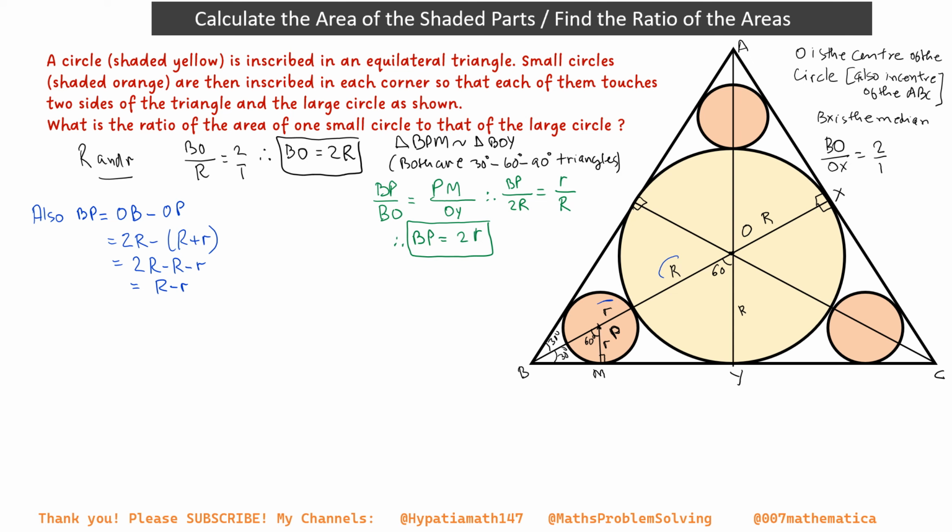Now we can equate, so in BP we can equate these, so therefore we can write twice small r is capital R minus small r, or 3r is capital R, therefore r is R over 3. So once we know that, we can find the ratio of the areas of the two circles.